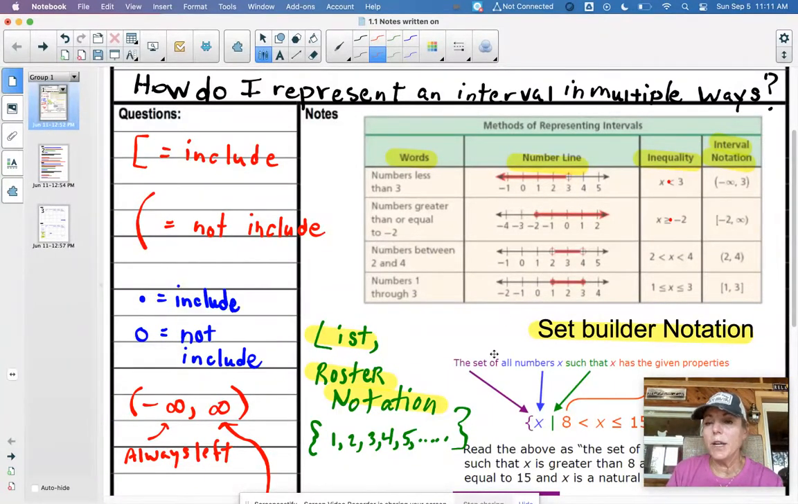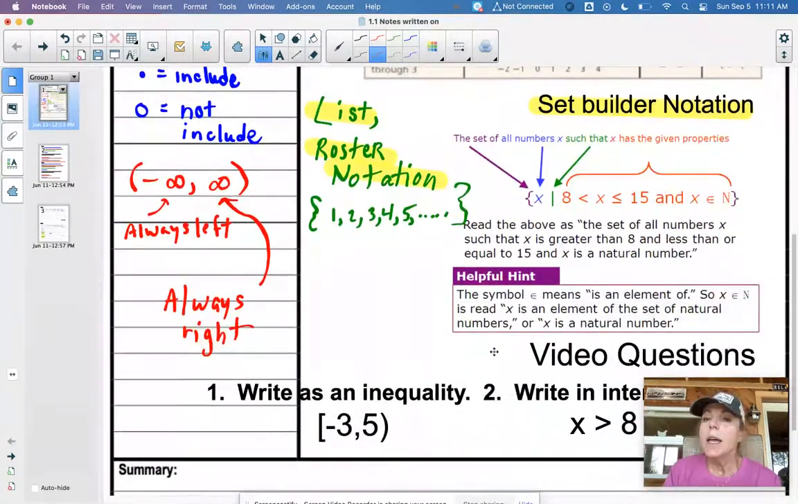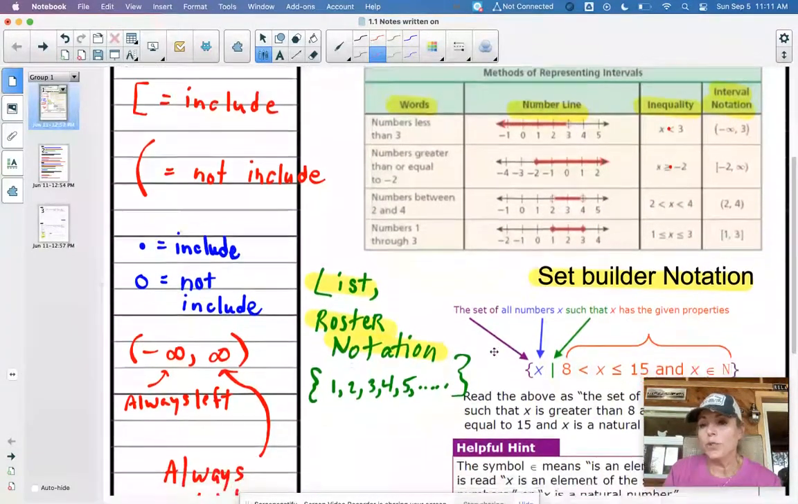If you need to pause the video at any time to catch up, you can. That's the joy of the video. So we've talked about words, number line, inequality, and interval notation.